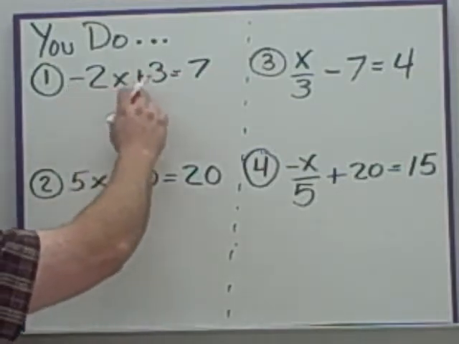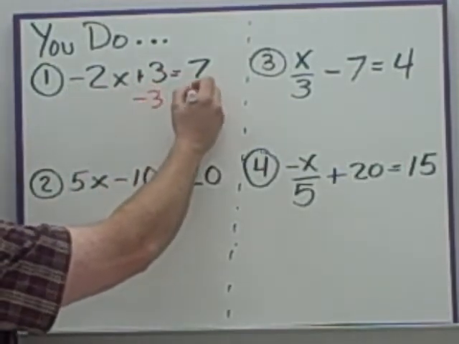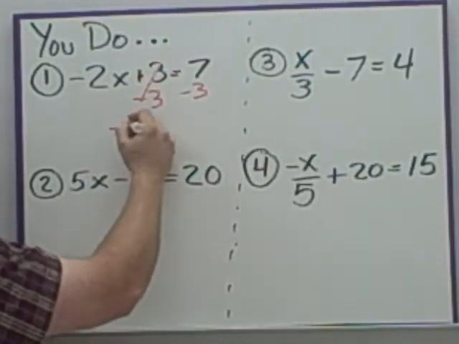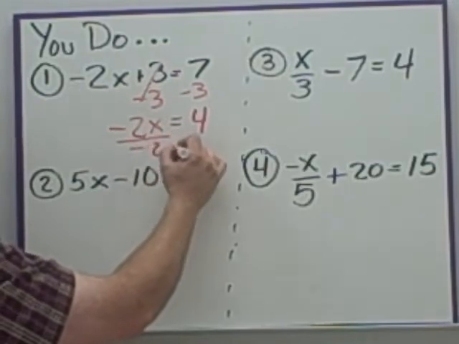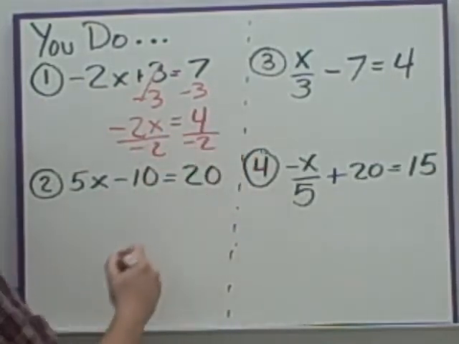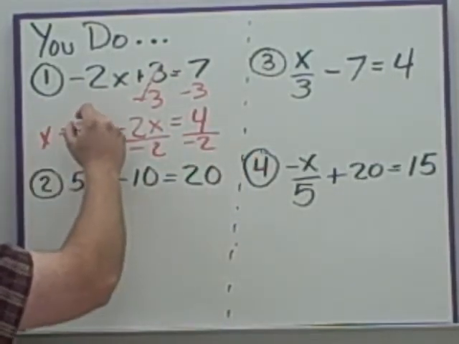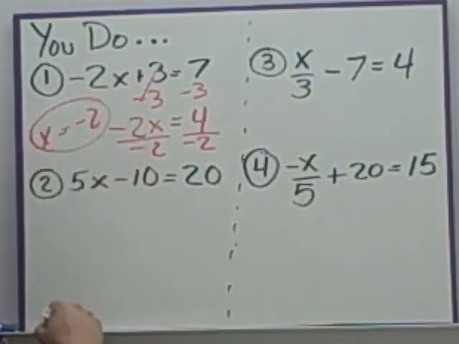First, we have negative 2x plus 3. We're going to subtract 3 from both sides. These cancel. I get negative 2x is equal to 4. Divide by negative 2, and I get x is equal to negative 2 for this one.